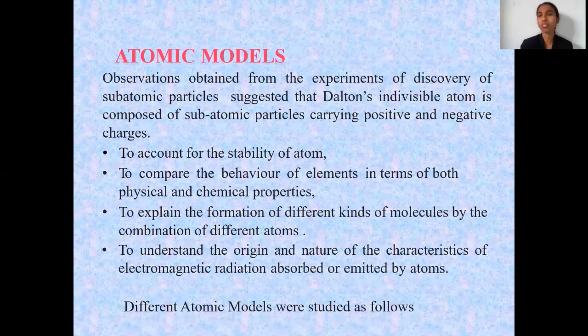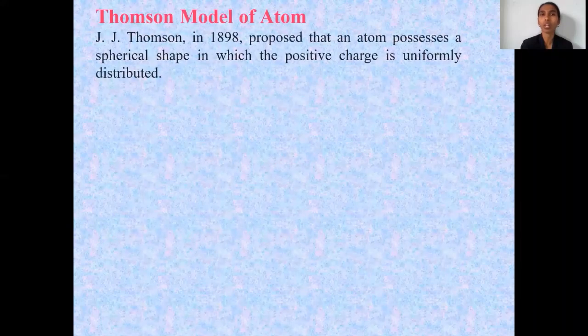There are different atomic models that were studied as follows. So, why were the different atomic models studied? To account for the stability of atoms, to compare the behavior of the elements in terms of both physical and chemical properties, then to explain the formation of different kinds of molecules by combination of different atoms. म्हणजे molecules कसे तयार होतात when atoms are combined, or to understand the origin and nature of the characteristics of the electromagnetic radiation. हे सगळे points explain करण्यासाठी different atomic models study केले गेले. ज्या atomic model मध्ये first atomic model होतं Thomson model of an atom.